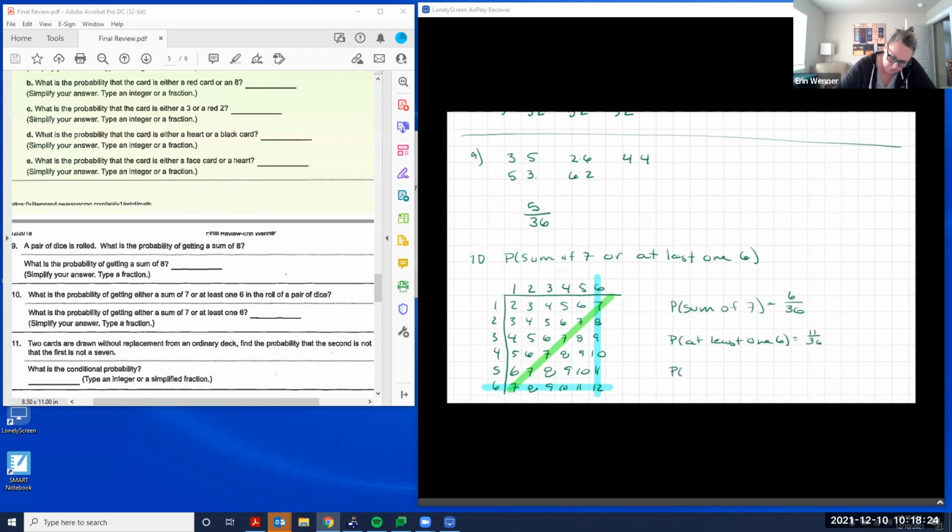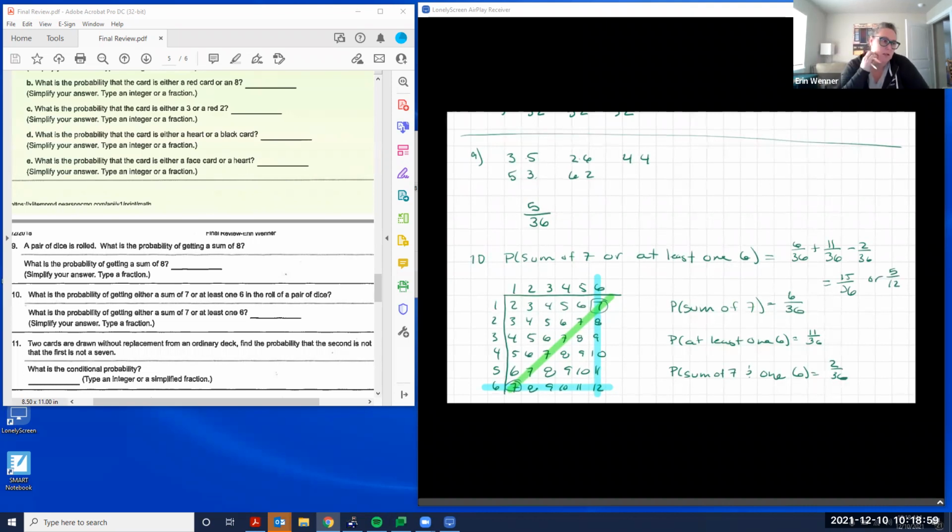And then we have the probability of a sum of 7 and one 6. That's where they're overlapping, in these two places, which is 2 out of 36. So we're going to have 6 out of 36 plus 11 out of 36 minus 2 out of 36, which gives us, what did I come up with? 15 out of 36, or 5/12.